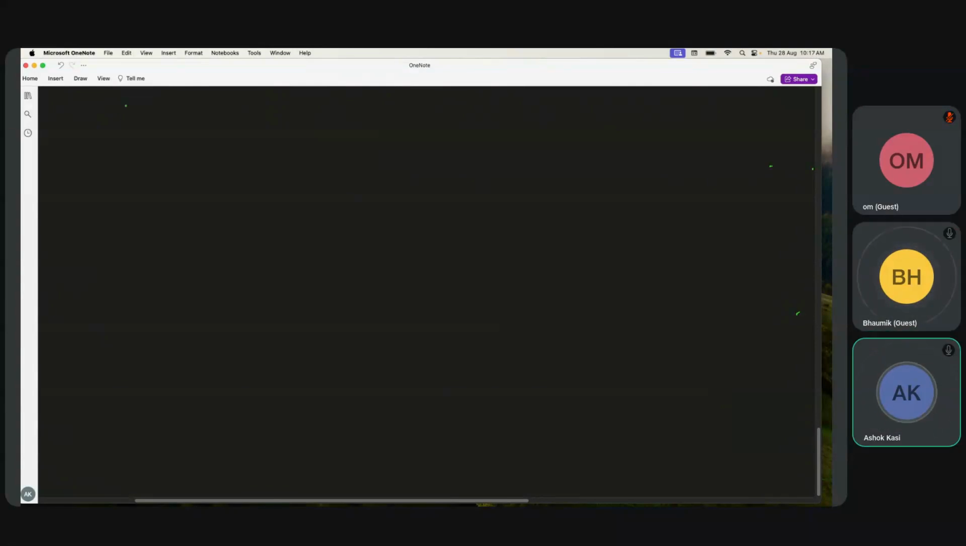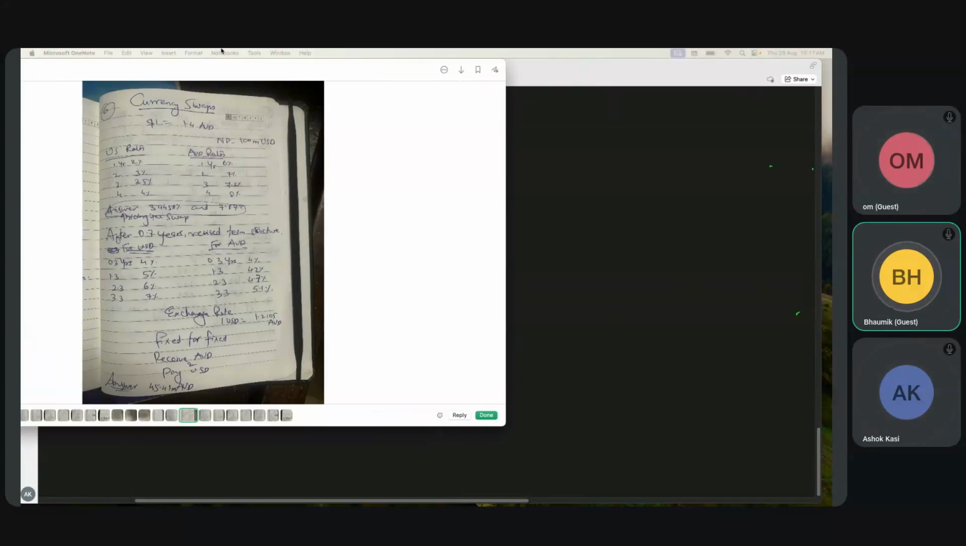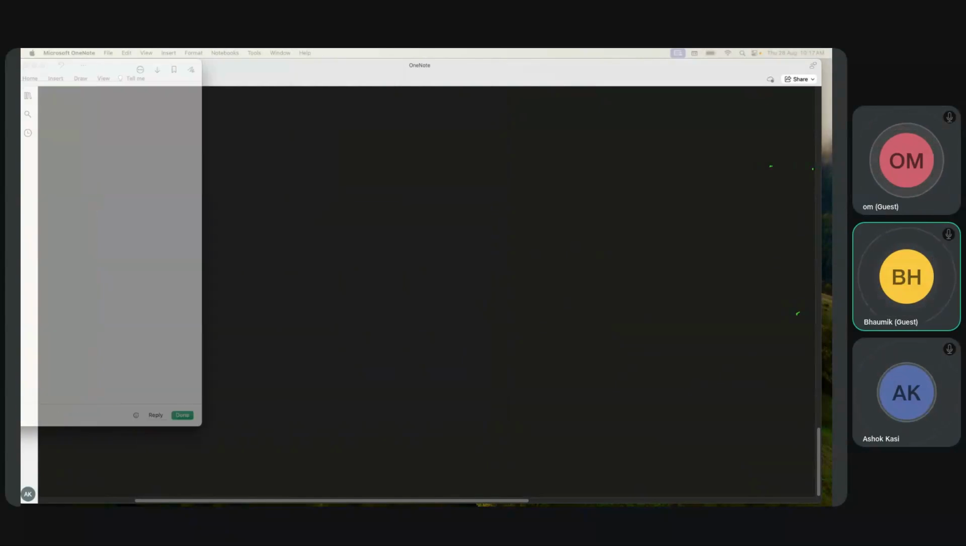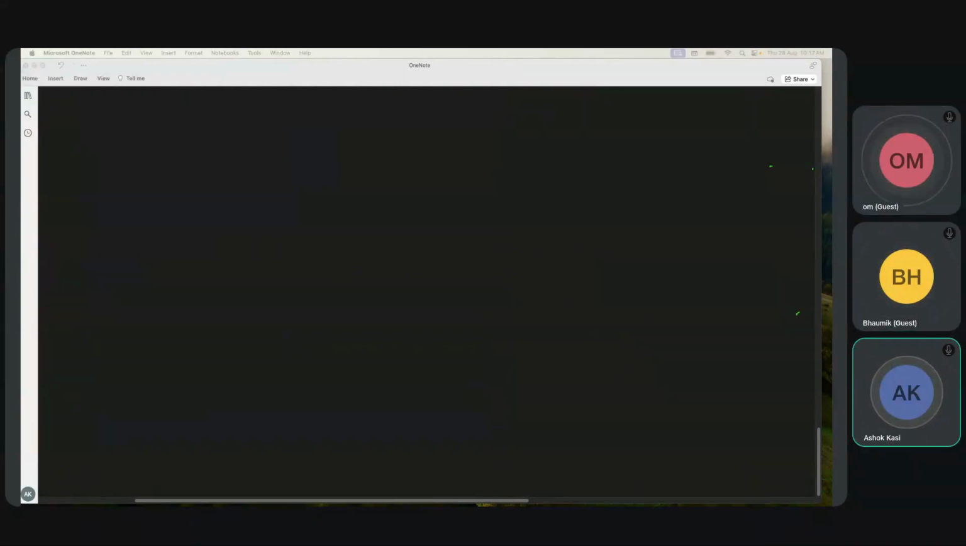The next one, sixth sum, currency swaps. Can you see the question? Is the question number seventh or sixth? Sixth, right. Currency swaps, this is the question.